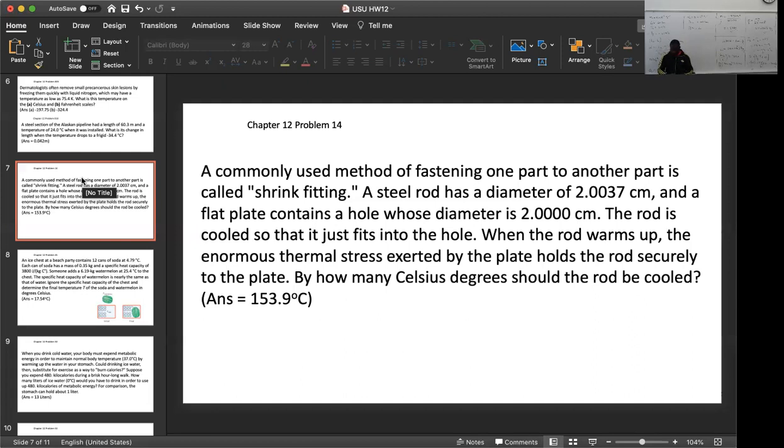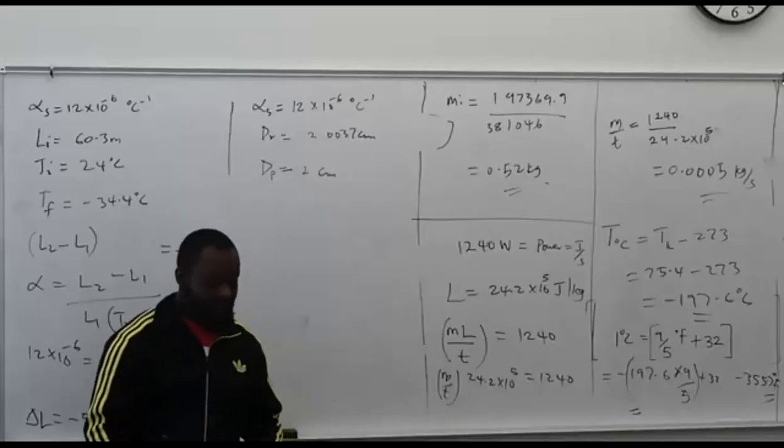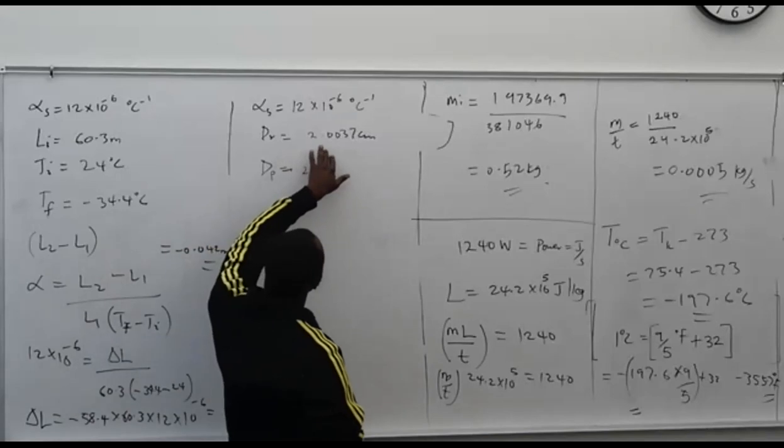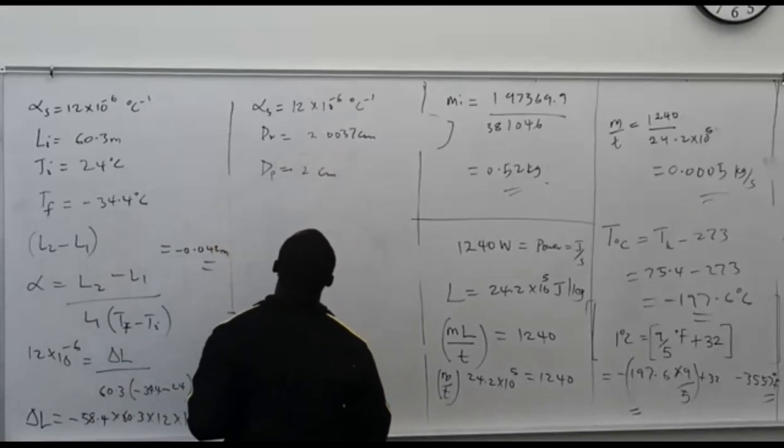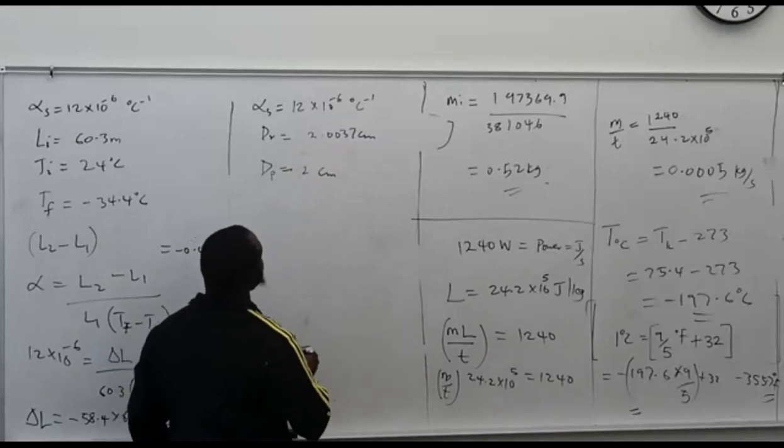Then when the rod warms up, the enormous thermal stress exerted by the plate holds the rod securely to the plate. Okay. By how many Celsius should the rod be cooled? So we want to see by how many Celsius the rod has to be cooled to get to 2.037. Is that okay? 2.037. So let me stop sharing. So we want to go from 2.037 to 2. Is that okay? From 2.037 to 2.